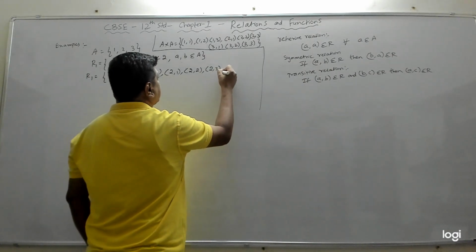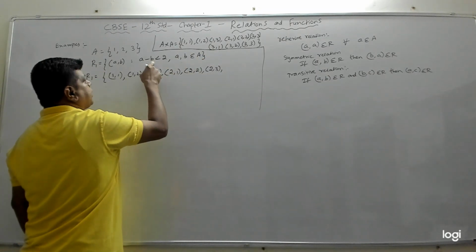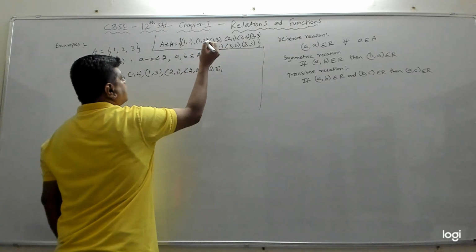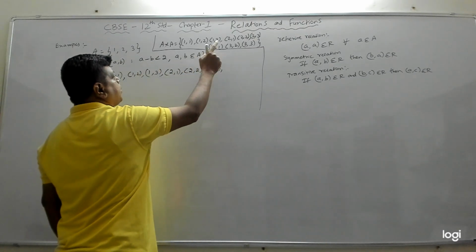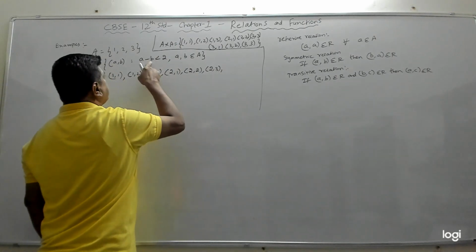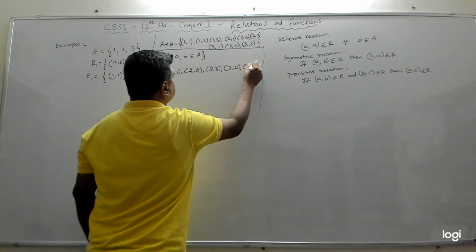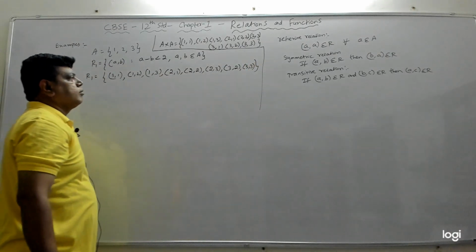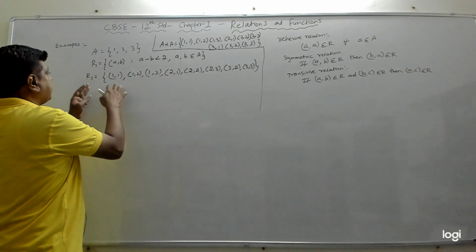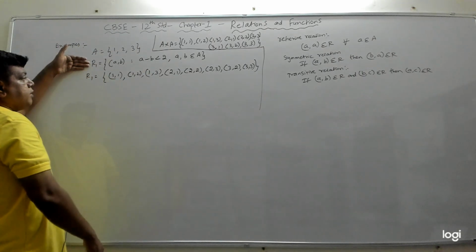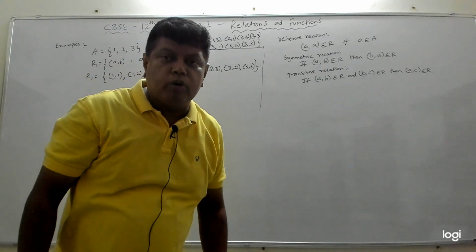Then 3 comma 1 will come. 3 comma 1 means 3 minus 1. 3 minus 1 is 2. 2 less than 2. No. So 3 comma 1 won't come. Then 3 comma 2 will come. 3 minus 2 is 1. 1 is less than 2. So 3 comma 2 will come. Then 3 comma 3 also will come. Fine. So now we have written the set which is given in the set builder form in roster form.